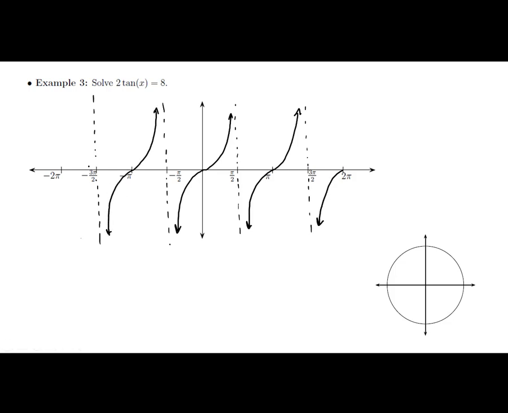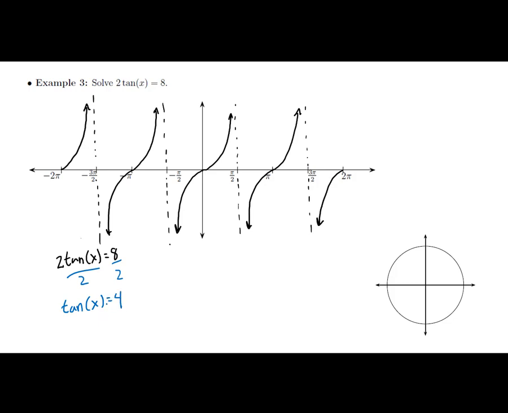Now in this problem we have 2 times the tangent of x is equal to 8. So I think probably a good starting point here would be to solve for tangent first. In other words, get it by itself. After all, the sine and cosine were by themselves in the previous 2 problems we did. So we have the tangent of x equals 4.